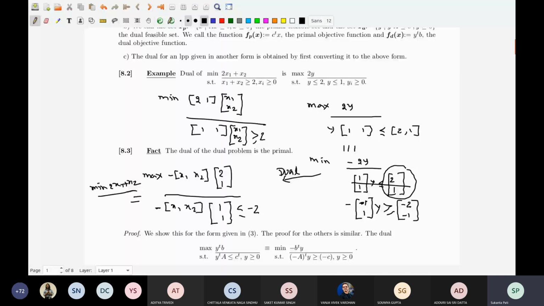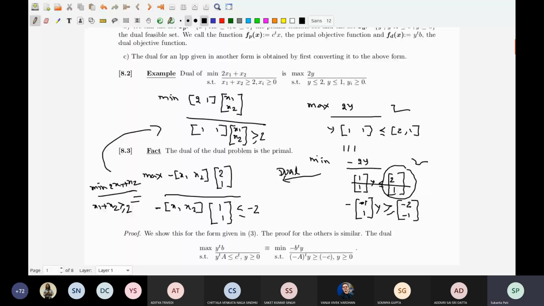Okay, so what you have shown now is, if you take the dual, so this was the dual, write it again in the minimization form. That is the equivalent, which is this one. This one's dual is this. So that basically shows the dual of the dual is the primal. Okay. So if one LPP is not written in the format minimize c transpose x with Ax greater than equal to b, then you can convert it to that format and then write the dual.